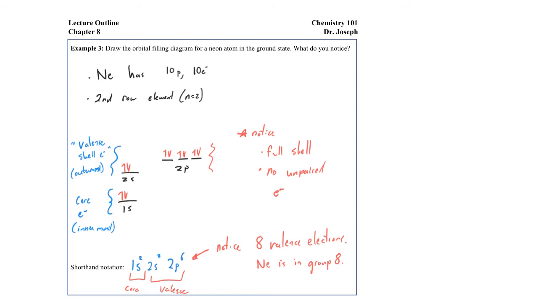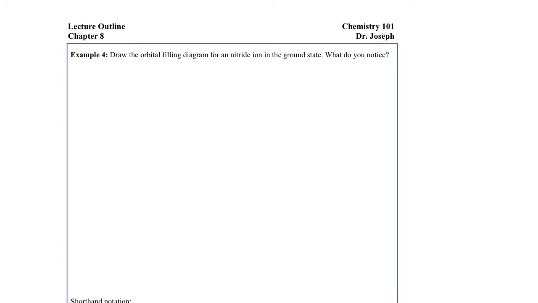We're going to look at dealing with an ion now. Instead of just a neutral atom, we're going to look at a charged atom, an ion. So let's take a look at the next page where we're going to look at the nitride ion. In this example, we're going to draw the same orbital filling diagram for, this time, a nitride ion in the ground state. And then I want you to see if you notice anything in particular about this electronic configuration when you're done.